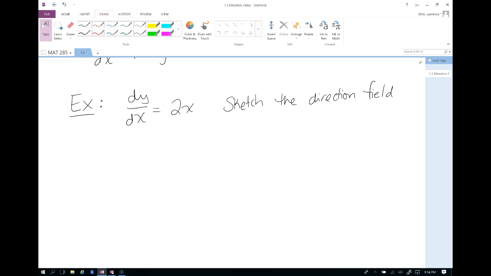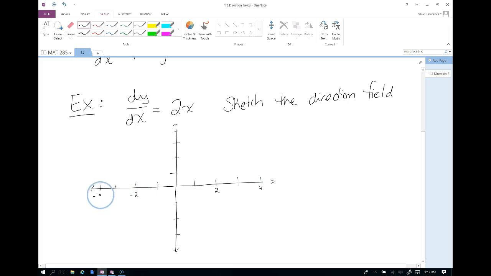There are an infinite number of points in the xy plane, and we obviously can't draw a tangent slope at every single one of them, so we're just going to pick a few points. If we want to get really serious about these direction fields, there is a strategy for picking particular points. We're just going to pick a few points and draw some little tangent slopes. So I'm just going to put a couple of values on here so we know where we're at.